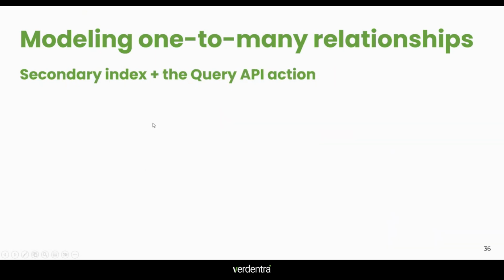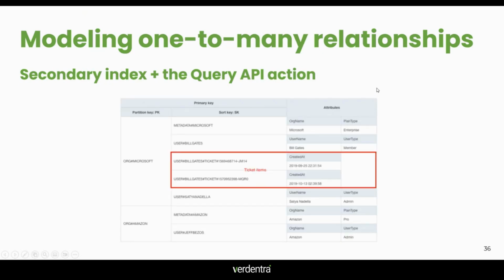Okay. The fourth one, a secondary index and a query. This is a bit of a tricky one. We'll look at the same example, but now we have a different entity as well. We have something called ticket items.